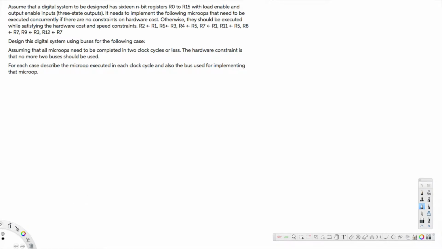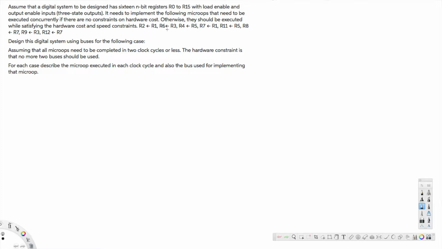Let's look at this problem right here. This question is asking, assume that a digital system to be designed has 16 n-bit registers R0 to R15 with load enable and output enable inputs, 3-state outputs. It needs to implement the following microops that need to be executed concurrently if there are no constraints on hardware cost. Otherwise, they should be executed while satisfying the hardware cost and speed constraints.